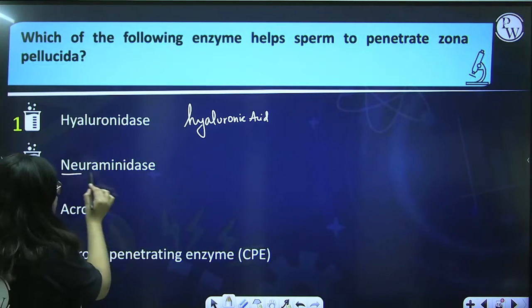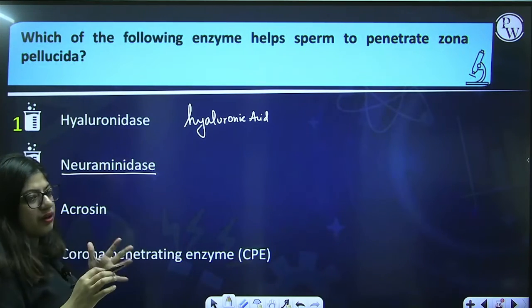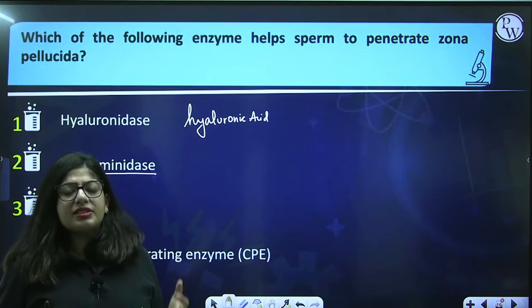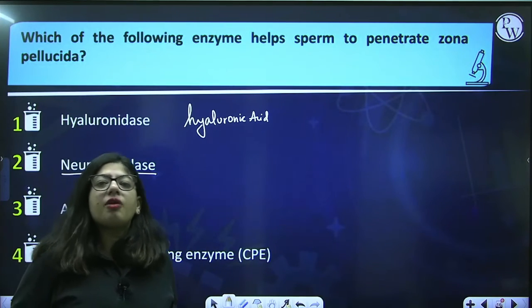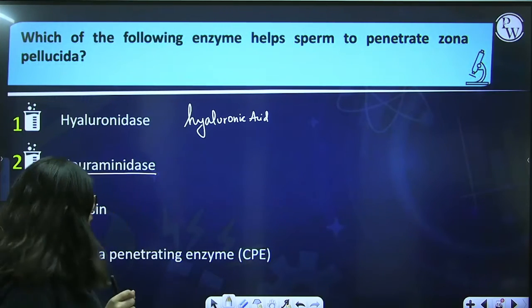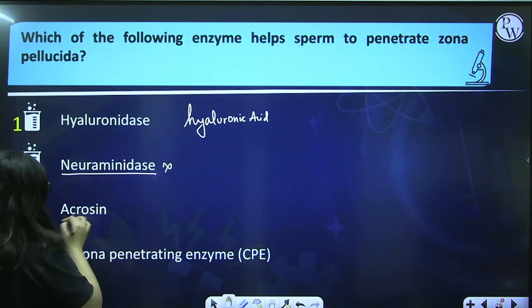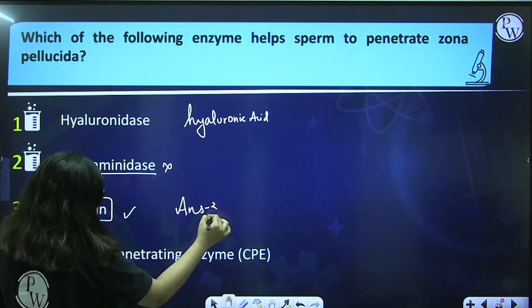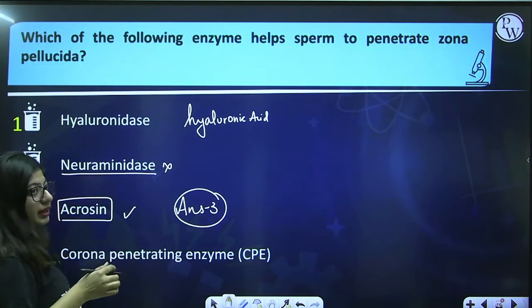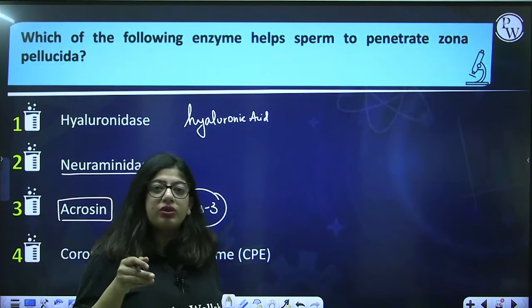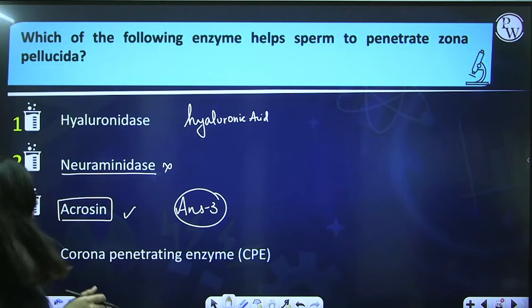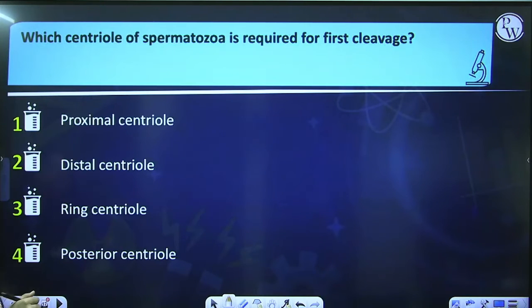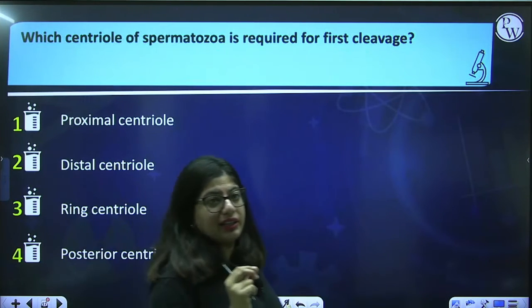Neuraminidase is the one we have not discussed yet. This is even out of your syllabus. This is an enzyme that digests a carbohydrate in your plasma membrane, right? So, this is not the answer. Acrosin or zona lysin is the one that digests zona pellucida. And corona penetrating enzyme helps to penetrate through the cells of corona radiata. So, answer is 3.